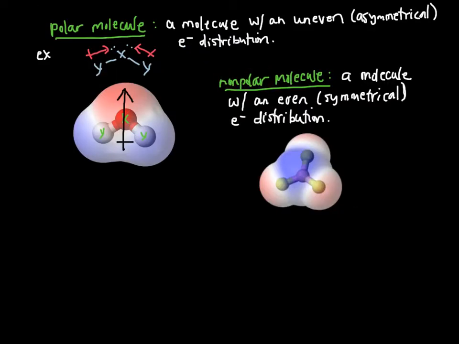So a nonpolar molecule would be a molecule with a roughly symmetrical or even electron distribution. If we look at this molecule, you'll see that the electrons are all being pulled roughly towards the center, which means that this is a pretty symmetrical molecule. If I were to slice it in this direction, it's symmetrical on both sides. Or if I were to slice it in this direction, it's symmetrical on both sides. So there's a really even distribution of electrons in this molecule, and we would say it's nonpolar.